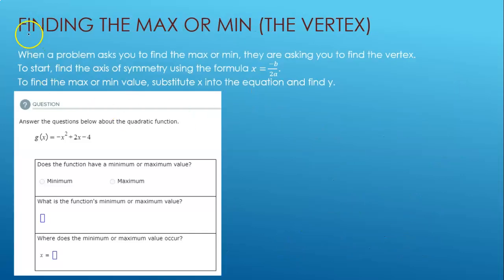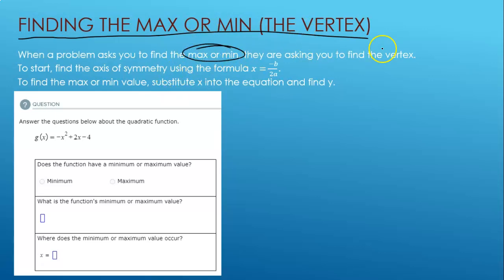Now, finding the max or the min. So new topic, I want you to write finding the max or the min, the vertex. And you're going to want to take some notes on this. When a problem asks you to find the maximum or the minimum, they're asking you to find the vertex. So in your notes, you should write something like max or min equals the vertex.